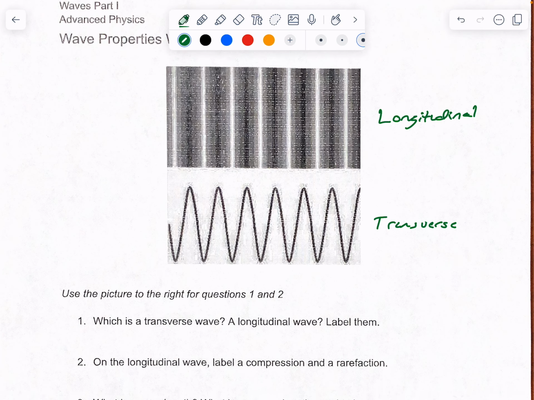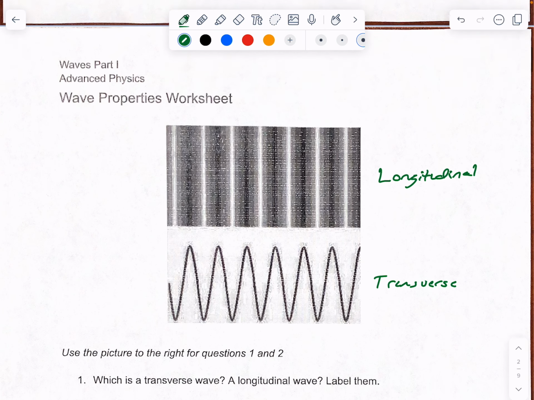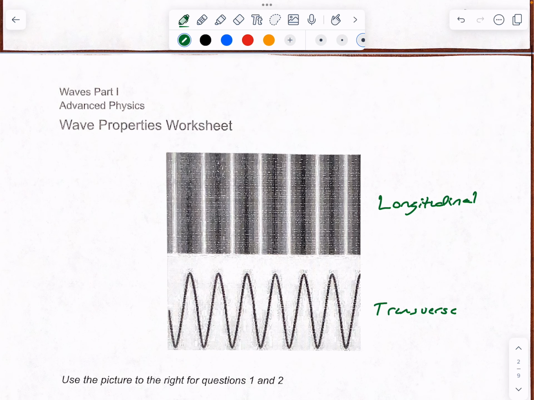On the longitudinal wave, label a compression and rarefaction. So a compression is when everything's real dense. That's when it's going to get darker. Okay, so that is a compression right here because everything's brought together real closely. And if it's lighter, that means everything's nice and stretched out. So that would be a rarefaction.